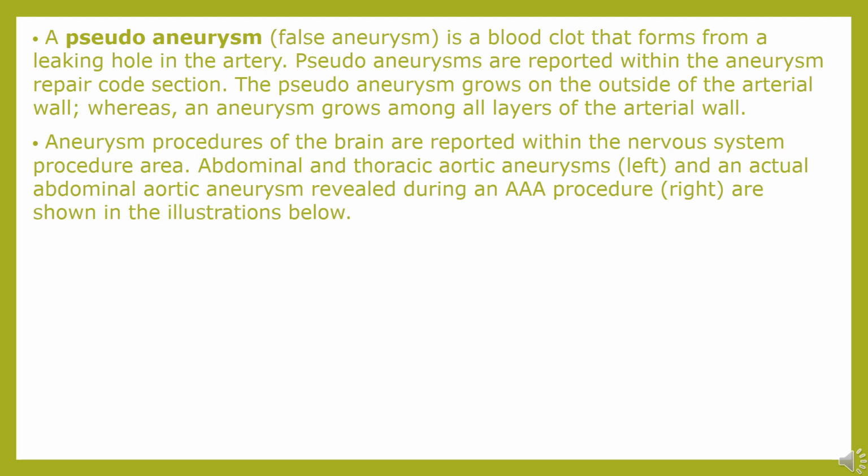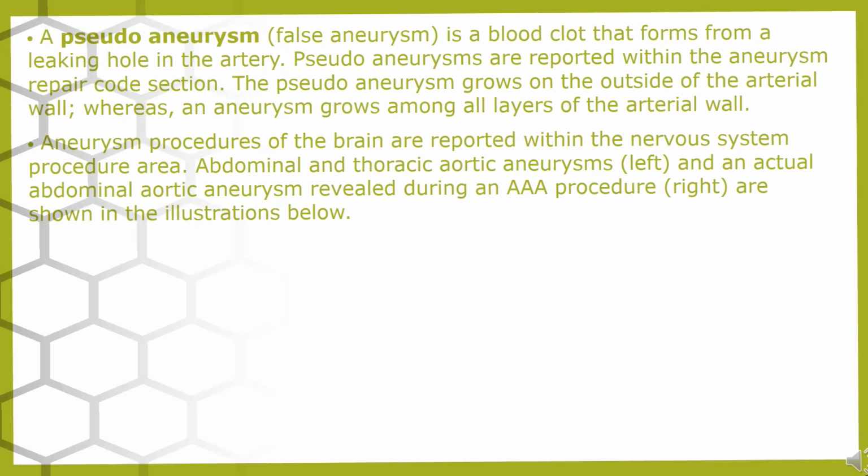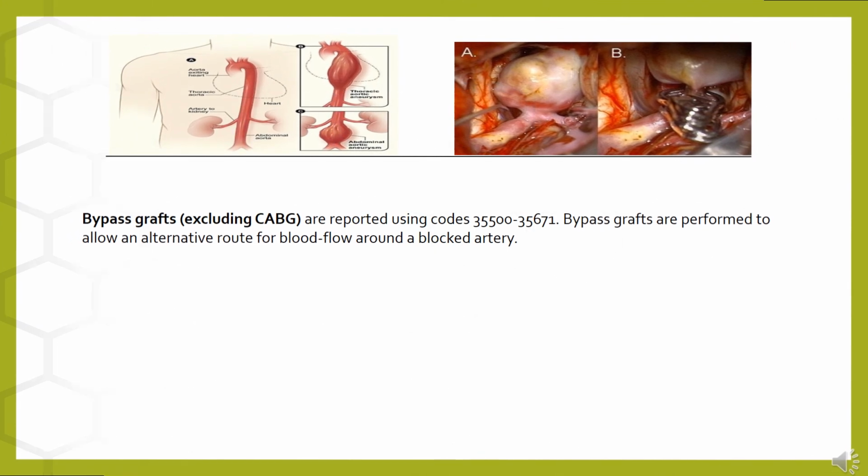Abdominal and thoracic aortic aneurysms, left, and an actual abdominal aortic aneurysm revealed during an AAA procedure, right, are shown in the illustrations below. Bypass grafts excluding CABG are reported using codes 35500-35671. Bypass grafts are performed to allow an alternative route for blood flow around a blocked artery.